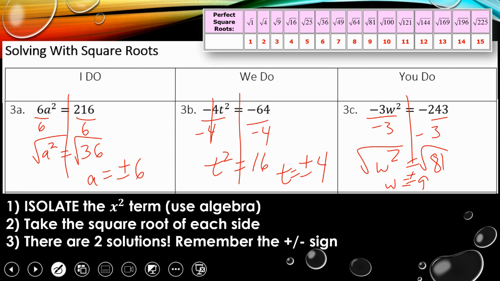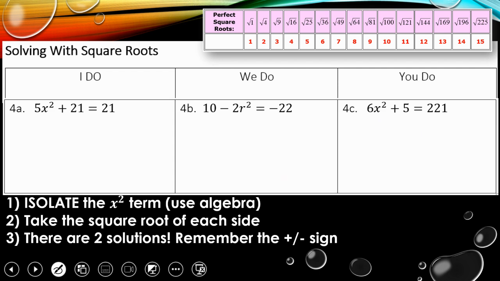So not too much of a difficult stretch there. Just make sure you don't have any negatives. So go ahead and pause your video right now and finish solving these, and then push play so we can talk about them.